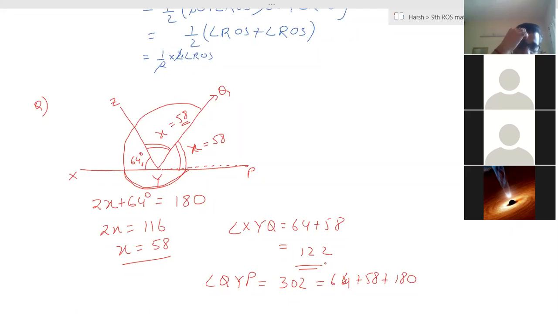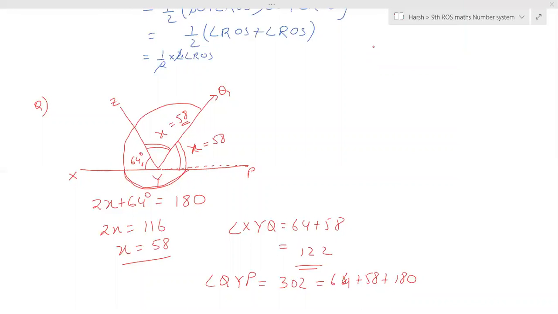But write it. You have to write what is reflex angle. Reflex angle QYP equals to angle QYZ plus angle ZYX plus angle XYP. So you have to substitute the value and give the answer. Understood? The writing part is this way, guys. I am not writing those steps, you know how to write it. Reflex angle QYP is equal to angle QYZ plus angle ZYX plus angle XYP, and then you have to replace the value. Correct? Understood? Yes, sir.